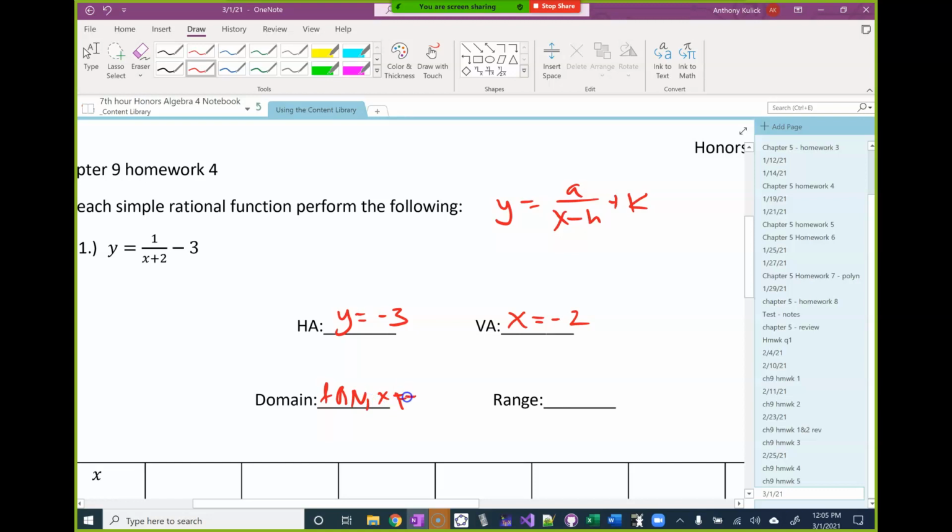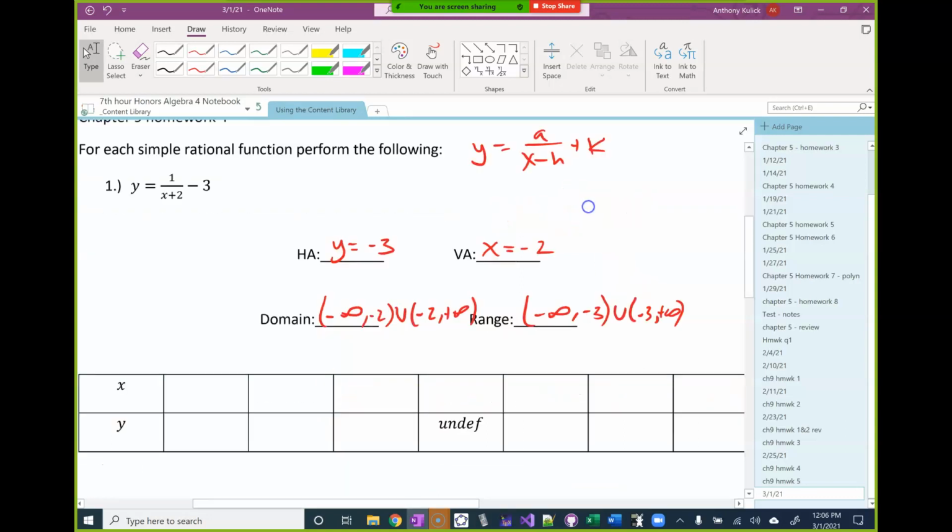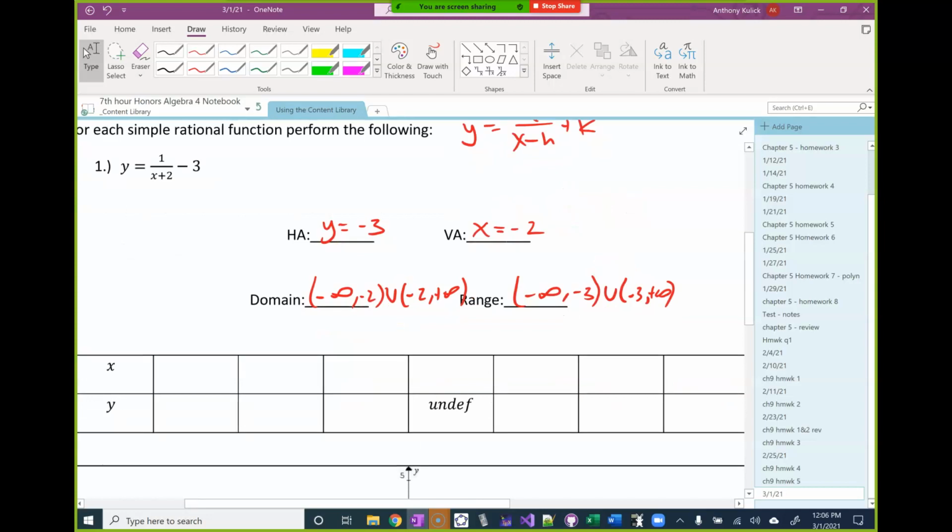So my domain is everything except the vertical asymptote. Oh, but we weren't going to write it that way. We're going to do it with the unions, right? I'm doing another class also, and there's a slightly different standard when it comes to writing domains and ranges there. We're a little less formal. So I was just in that mode there for a second. My apologies. So far, so good, Alyssa?